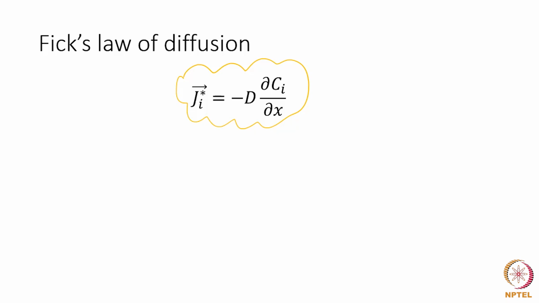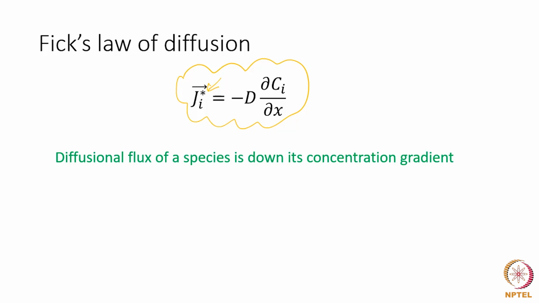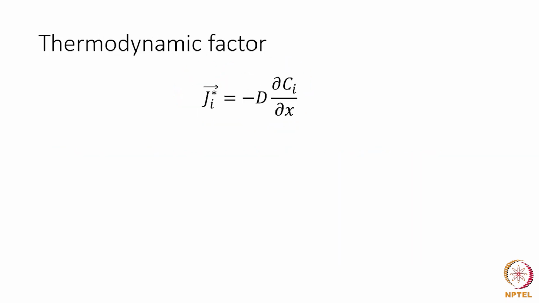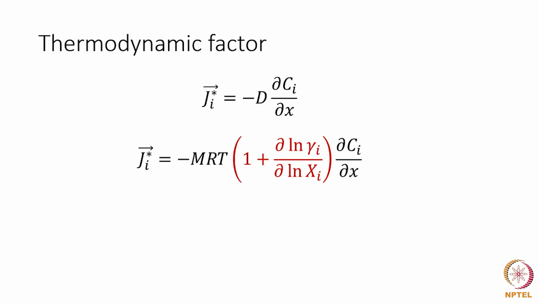The asterisk is there to remind us that it is the diffusional flux and not the total flux. The English statement for Fick's law of diffusion goes as: the diffusional flux of a species is down its concentration gradient. We saw that the constant D was introduced, and it was a product of multiple things. D was nothing but all these quantities put together; the entire thing goes into D. And so can we always say that D is always positive?